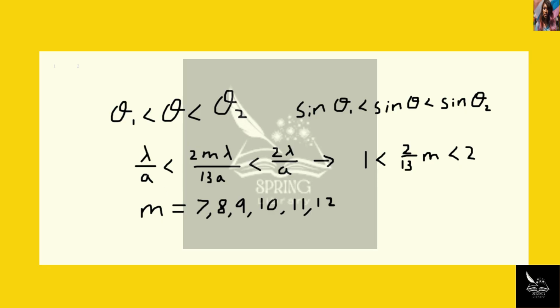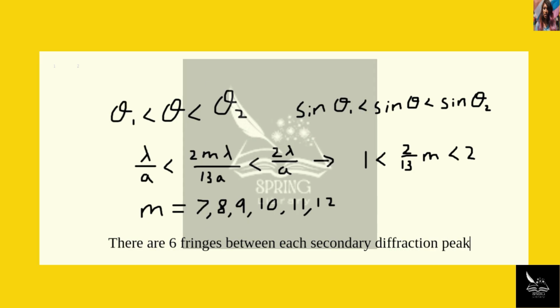So based on that information, we can answer how many fringes are contained within each secondary diffraction peak. We can say that there are 6 fringes between each secondary diffraction. Okay, we can go ahead and box that in as our solution to the question.